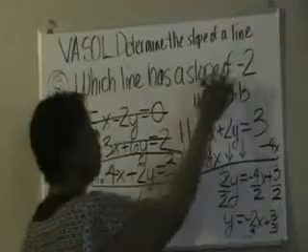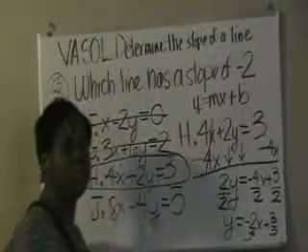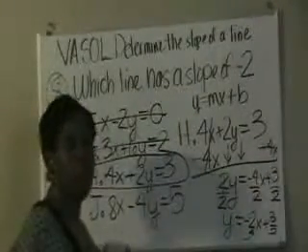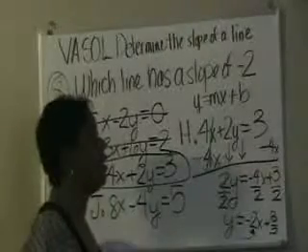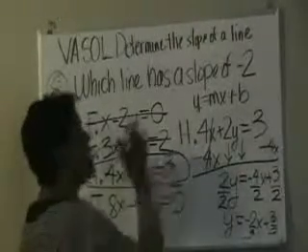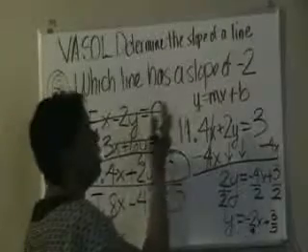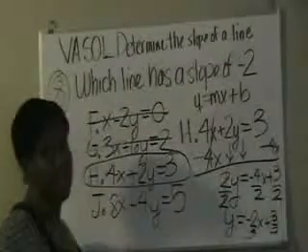Which line has a slope of negative 2? Don't just look instantly at the answers. Read the question first. Take the time to find out what they're actually asking you for. Because they may not say which has a slope of this, but they may say which one has a y-intercept.